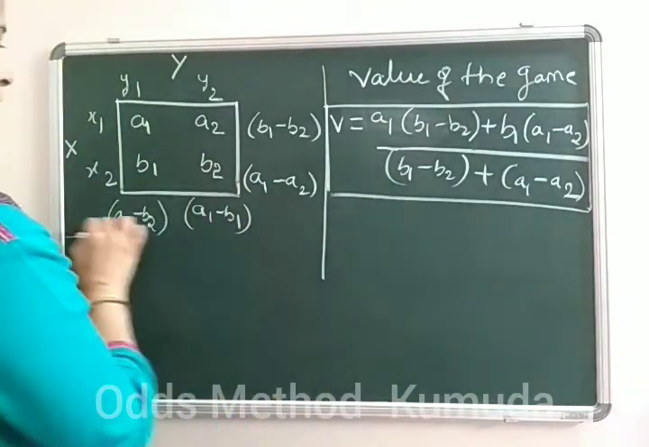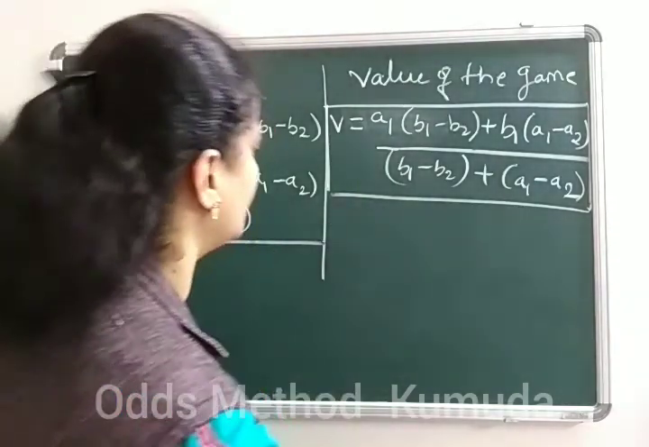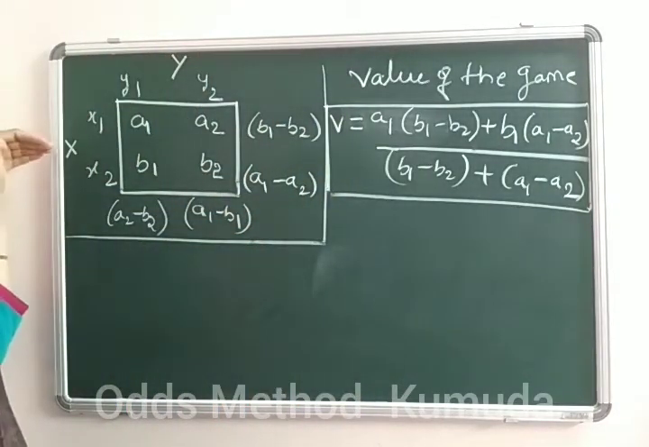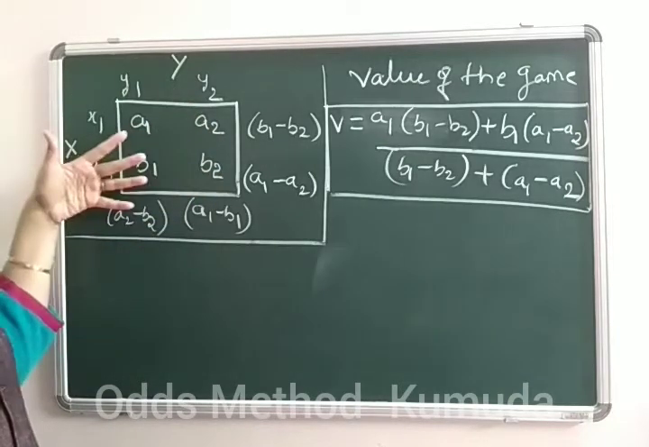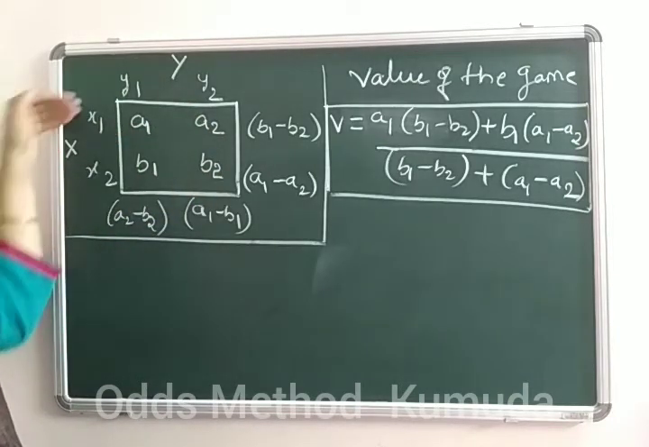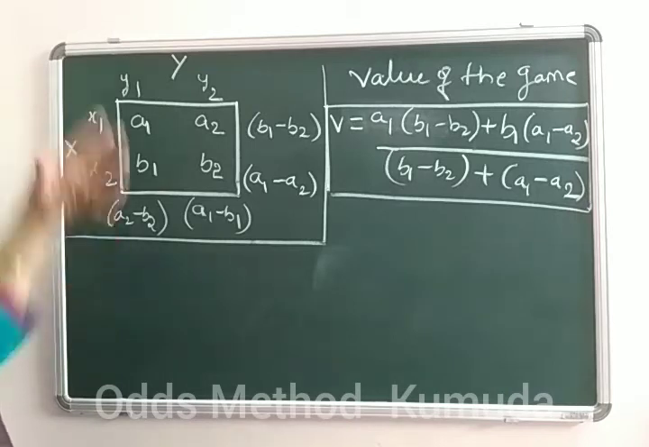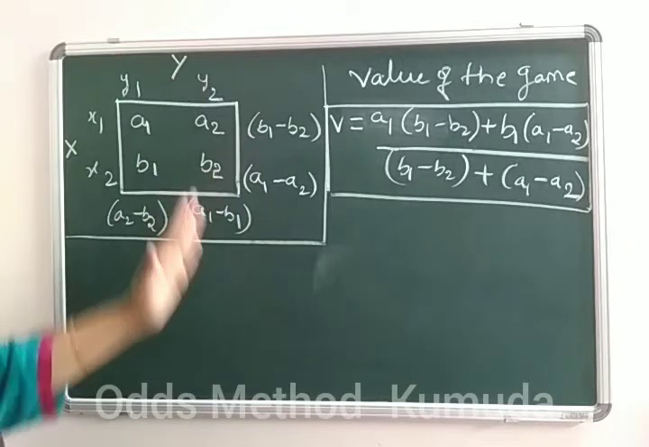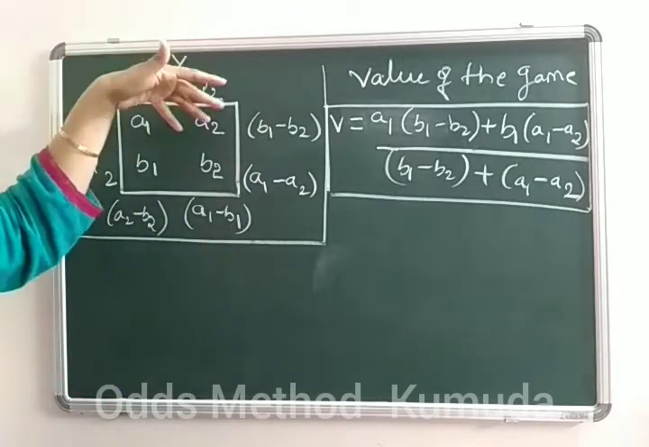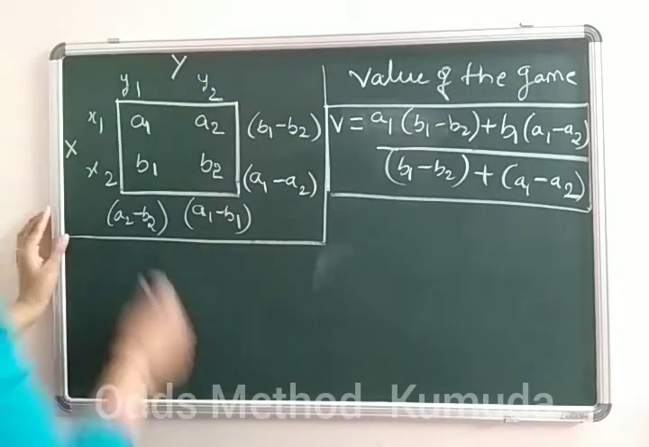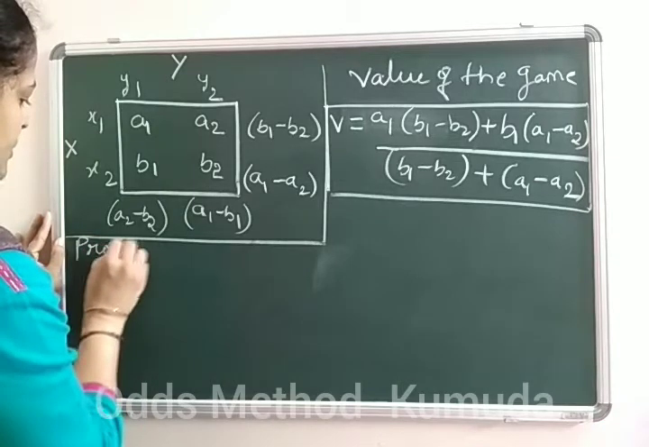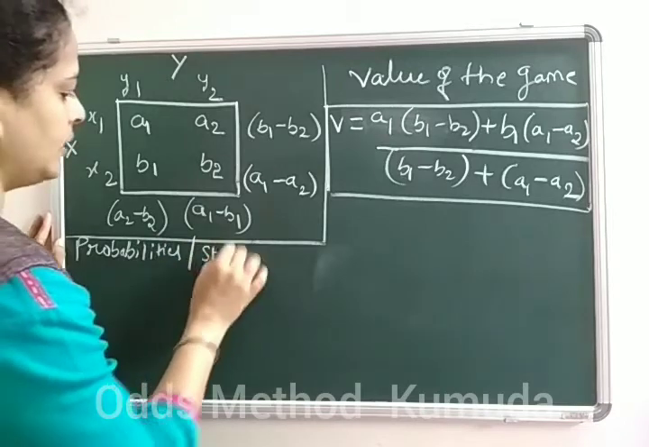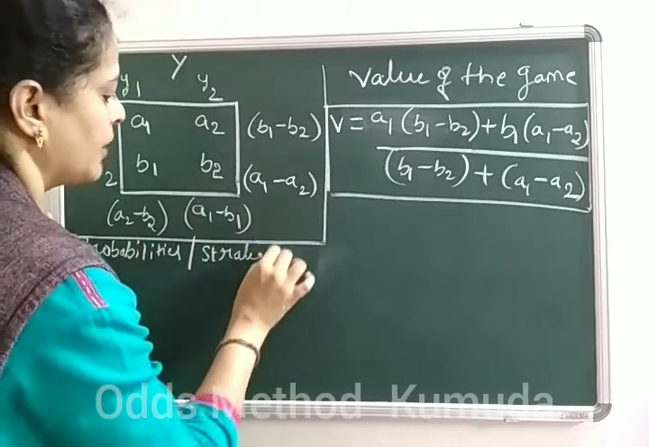And once we get the value of the game, we calculate something called the strategies, also called the probabilities. I already told you we have a player X, and because it is a 2x2 matrix, the player X has two strategies called X1 and X2. Similarly, Y makes his probabilities or strategies called Y1 and Y2. So for both the X values and the Y values, we find the strategies. These are called the probabilities, or the strategies made by the players.